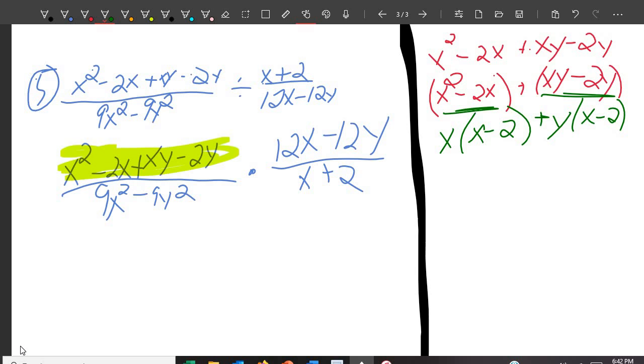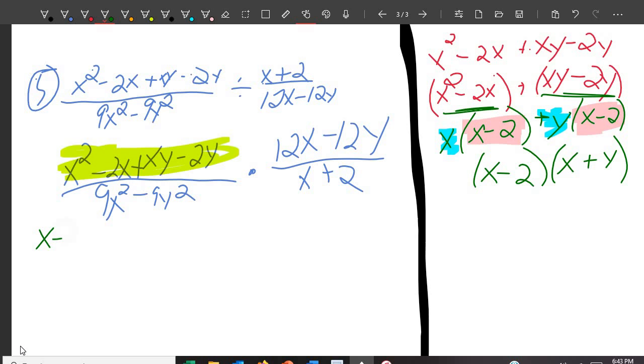And since this is grouping, since these 2 match, that's part of the answer. That's one of the binomials. The other binomial is the x plus y. So this goes in the numerator. So we'll have x minus 2, x plus y up top.